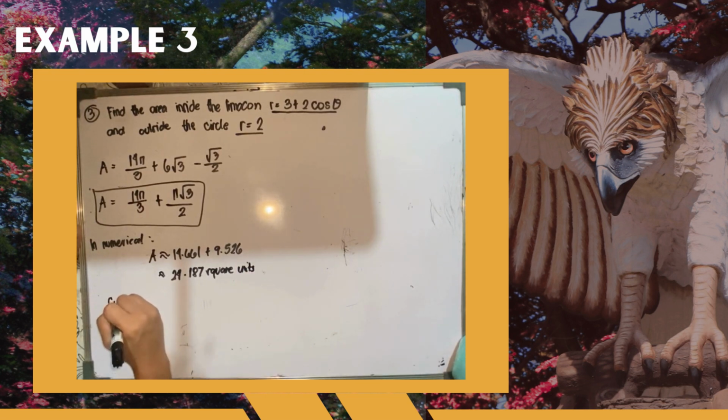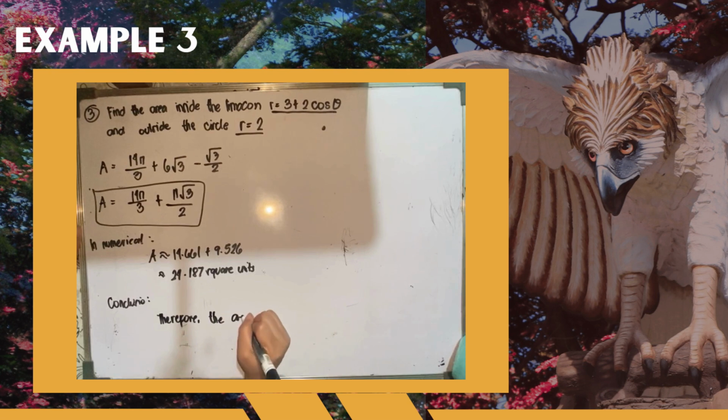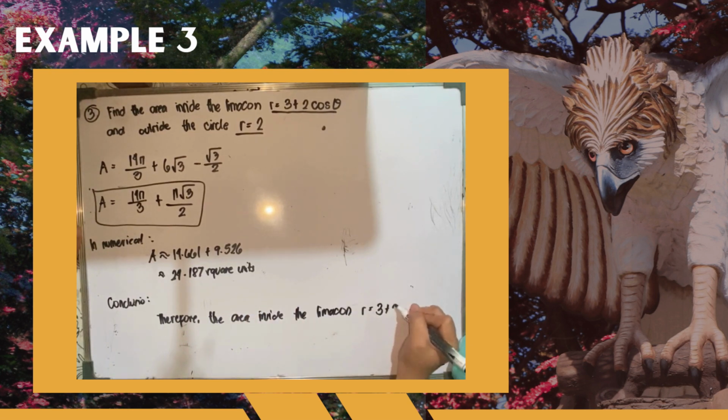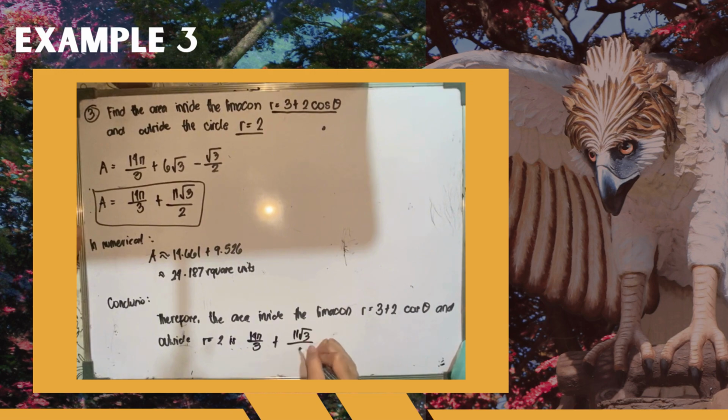For the conclusion, therefore, the area inside the limacon r equals 3 plus 2 cosine theta, and outside the circle r equals 2, is 14 pi over 3 plus 11 square root of 3 all over 2 square units.